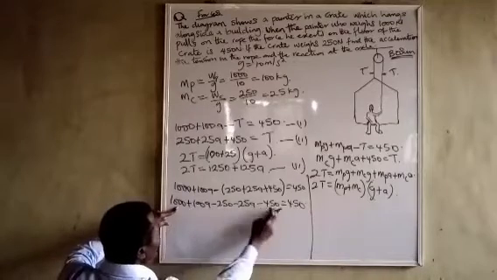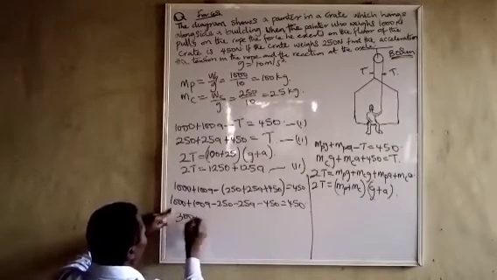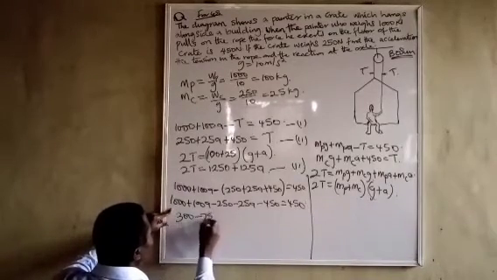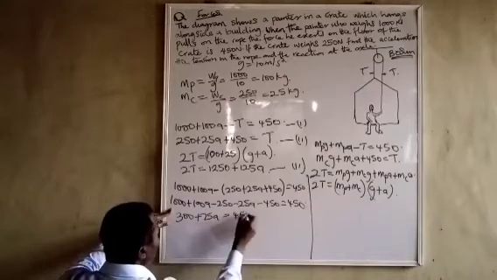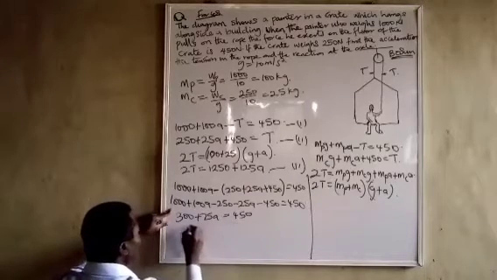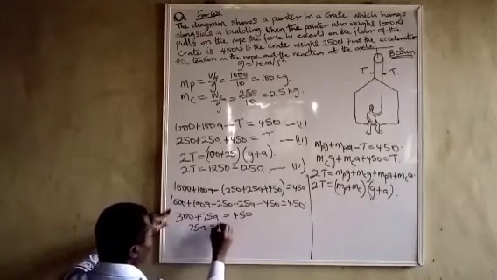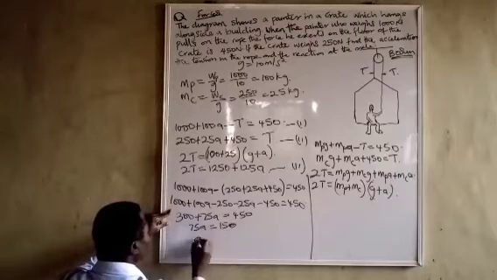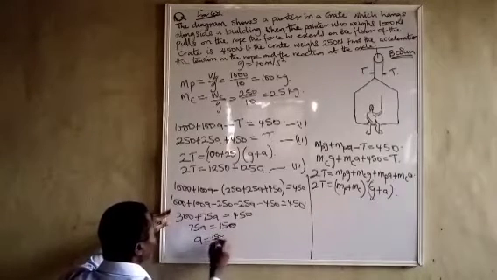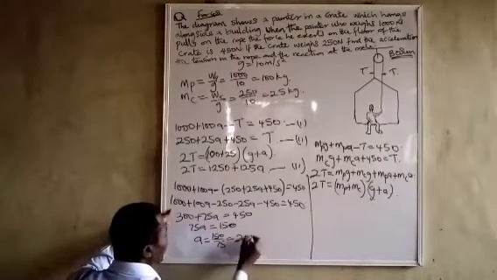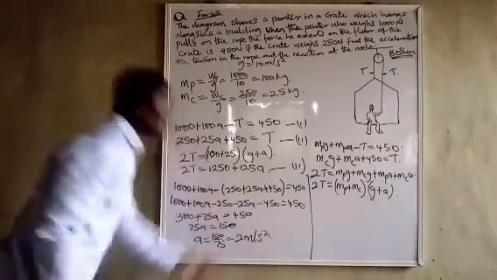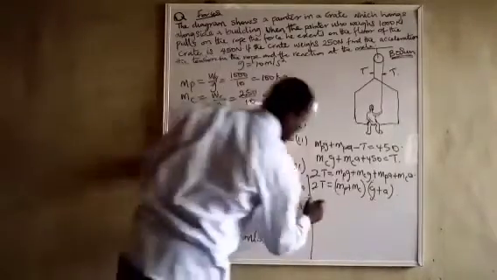1000, this one and this one is 700. So I have 300. This one and this one is 75. Is equal to 450. So subtracting 300 from both sides, I have 75A is equal to 150. So A equals 150 over 75, which is 2 meters per second squared. Which means it moved up with acceleration of 2 meters per second squared.